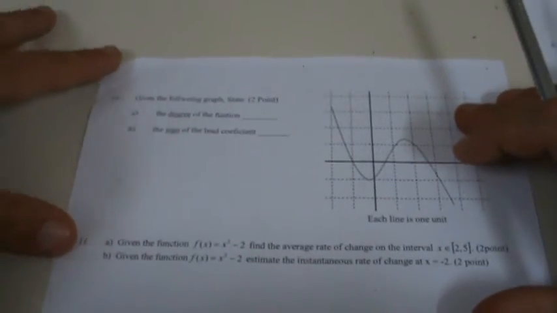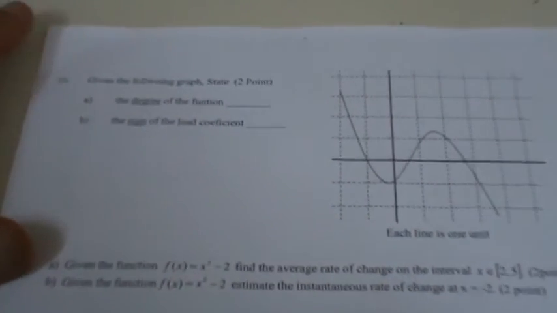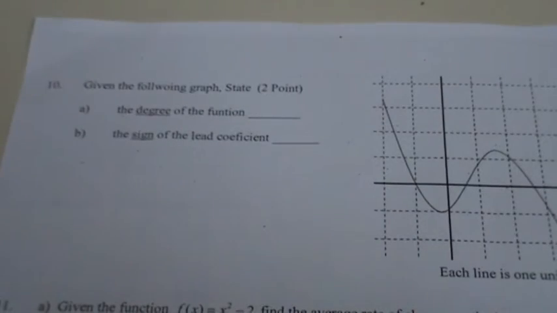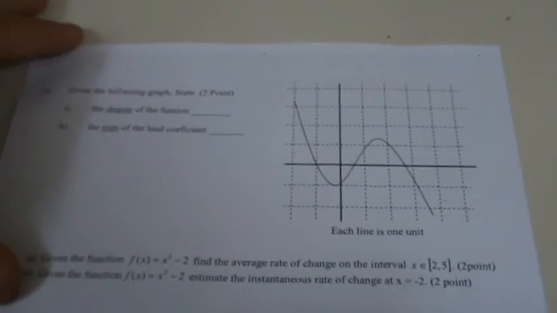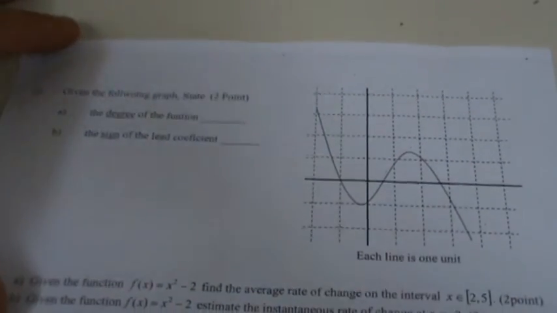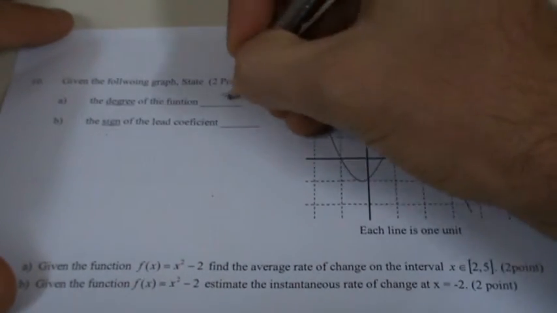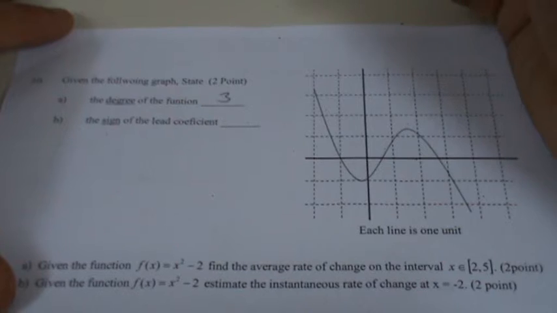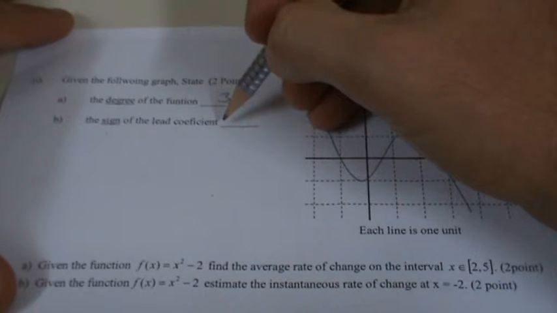Okay, and moving on, number 10 here. Let's see what we've got. Given the following graph, state the degree of the function and the sign of the lead coefficient. Well, this one's pretty simple. We just got done doing this. It looks like it's got 2 turning points, so my degree is probably going to be 3, and my lead coefficient is going to be negative.